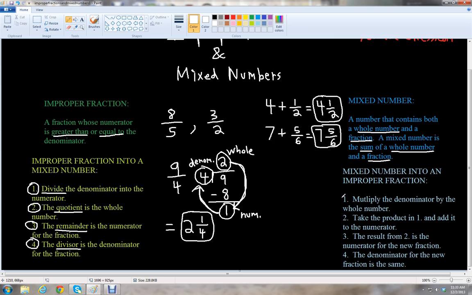Okay, so let's take a look at how to convert a mixed number into an improper fraction. So here are the steps that we're going to take. The first one is to multiply the denominator by the whole number. Then we're going to take the product in step 1 and then add it to the numerator. So whatever we get in step 1, we add it to the numerator.